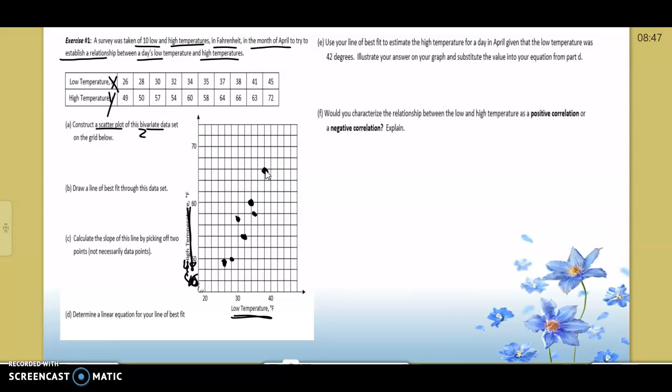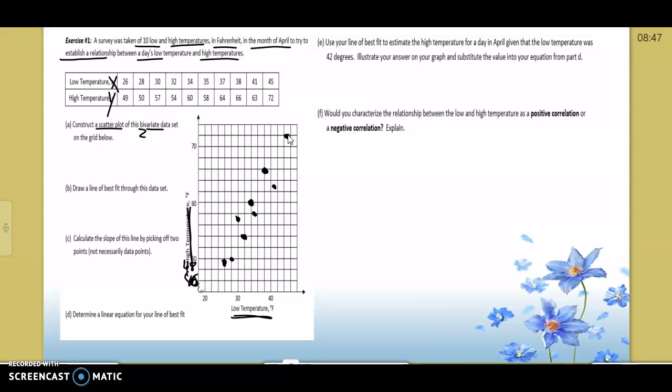41 and 63. So 41 and 63 is going to be right in the middle of that box. Yes, I got that one right. It's hard to see with this board. And then 45. So 2, 4, 5, and 72. Don't we all wish it would be 72 degrees right now? There we have it.